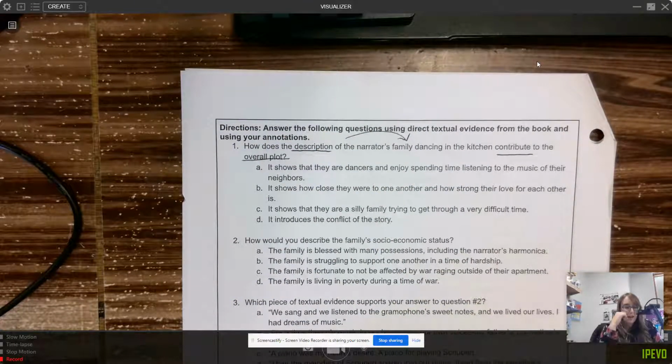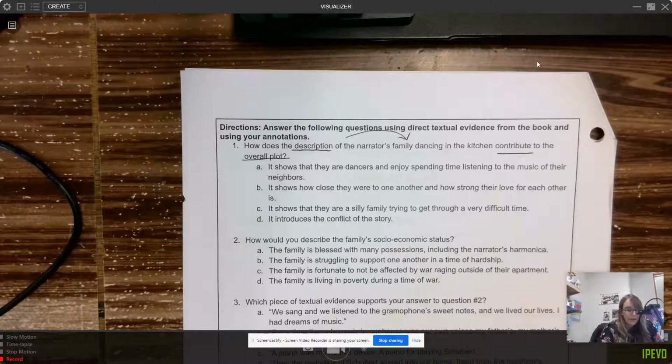Okay, so A, it shows that they are dancers and enjoy spending time listening to music of their neighbors. B, it shows how close they are to one another and how strong their love for each other is. C, it shows that they are a silly family trying to get through a very difficult time. D, introduces the conflict of the story. So right off the bat, it's not telling us any conflict. This is something that they do together. There's no problem. So I would say that's definitely not it.